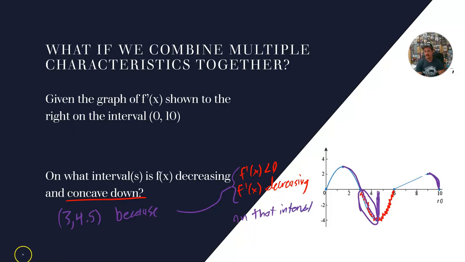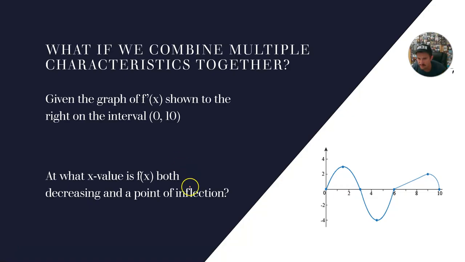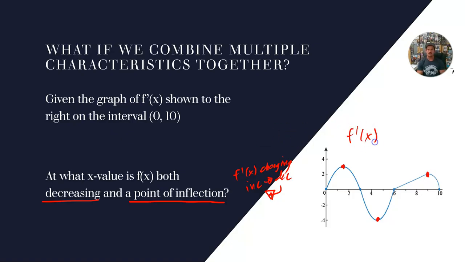Alright, let me change this back to red. Let's look at one more. This one's a little bit different. At what x value is f of x both decreasing and a point of inflection? Well, for f of x to have a point of inflection, remember f prime had to be changing from increasing to decreasing or vice versa. Well, right here and right here looks like f prime, because again, this is the graph of f prime, is changing from increasing to decreasing or decreasing to increasing.